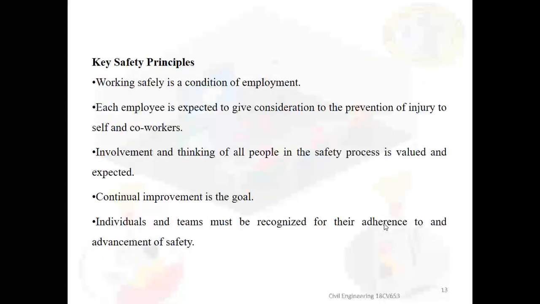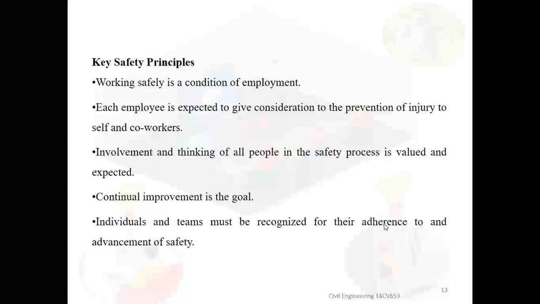Key safety practices. Working safely is a condition of employment. Each employee is expected to give consideration to prevention of injuries to self and co-workers. Involvement and thinking of all people in safety processes is valued and expected. Continual improvement is the goal. Individuals and teams must be recognized for their adherence and advancement of safety.